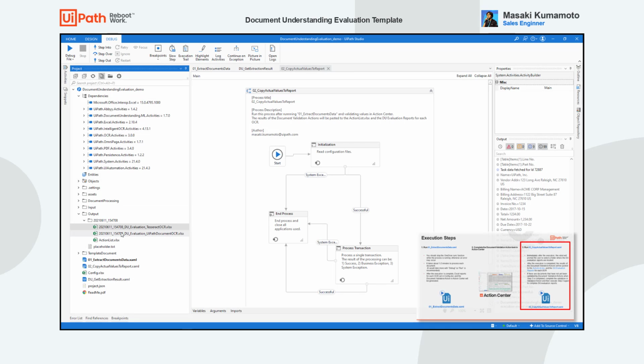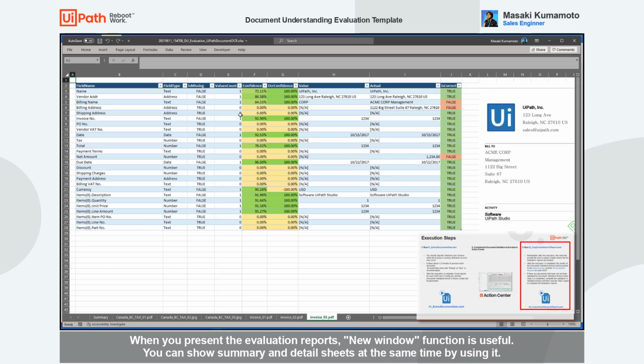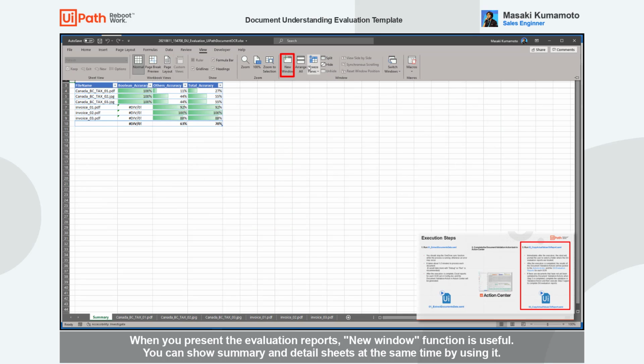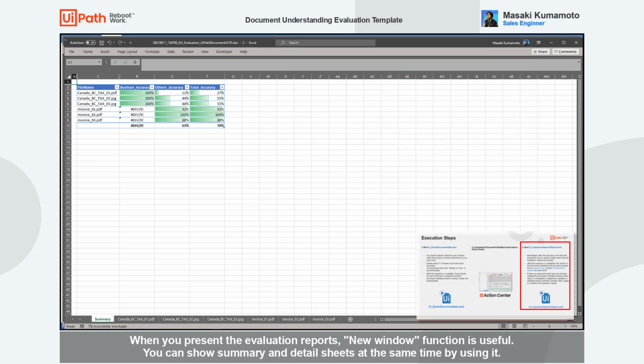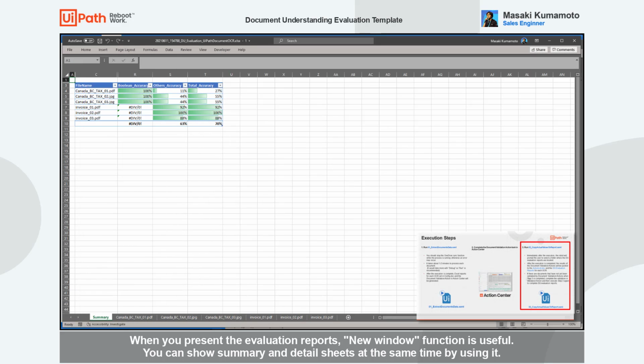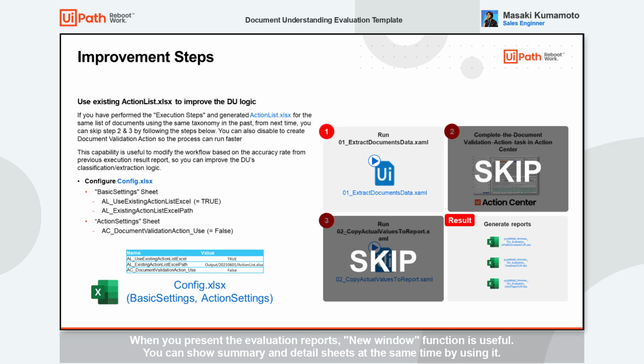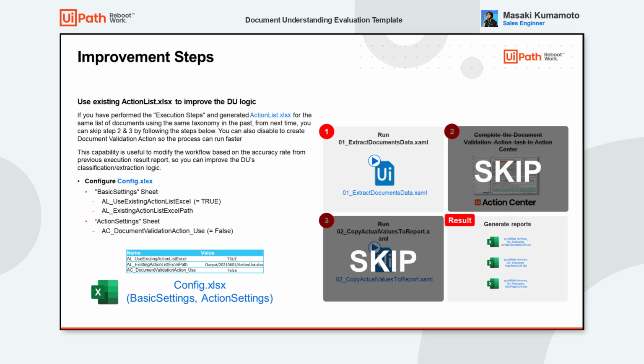Let me introduce some tips to present the reports to stakeholders. When you present evaluation reports, the new window function is useful. You can show summary and detail sheets at the same time by using it. Finally, the last section is the improvement step.